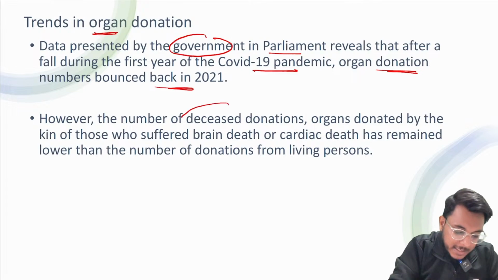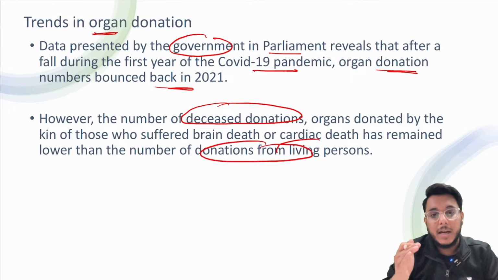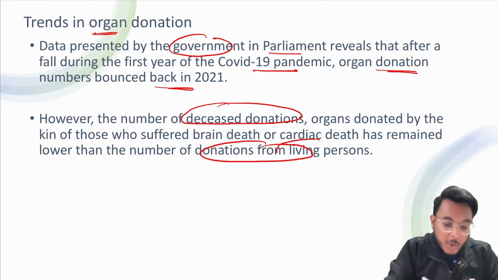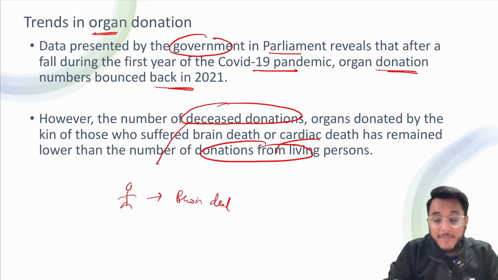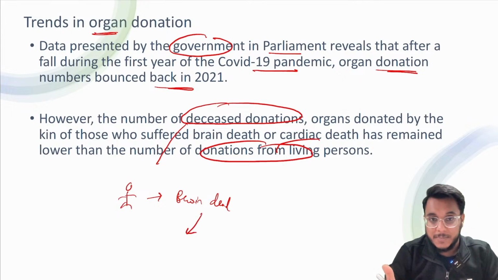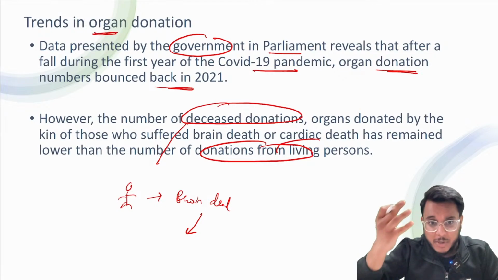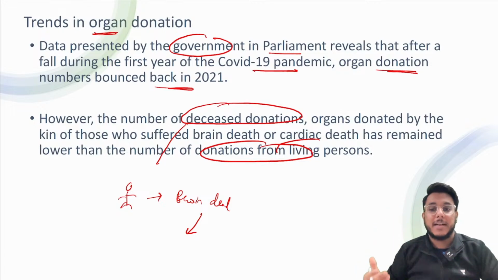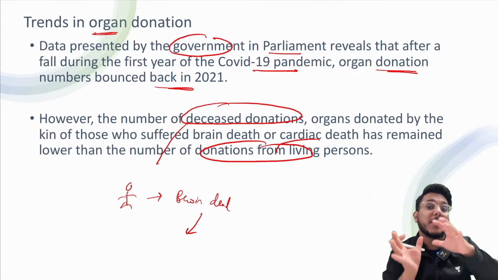There are two concepts. One is deceased donation, and the other is living donation, donations from a living person. Deceased donation means suppose a person has died, suppose a person is brain dead. After the death of that person, the organs can be harvested. Either the person had made a living will when he or she was alive, or the family can also decide that the organs of this person are to be donated. So deceased donations are when a person dies.